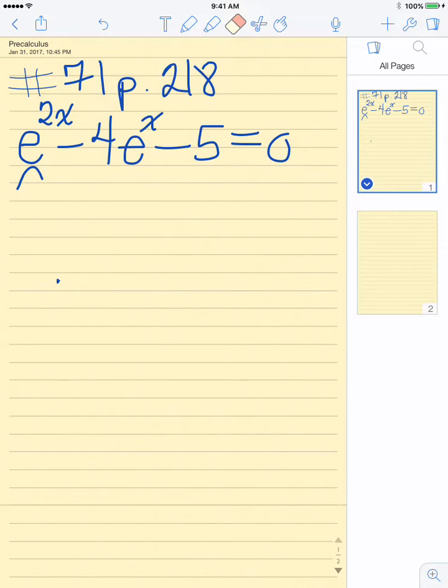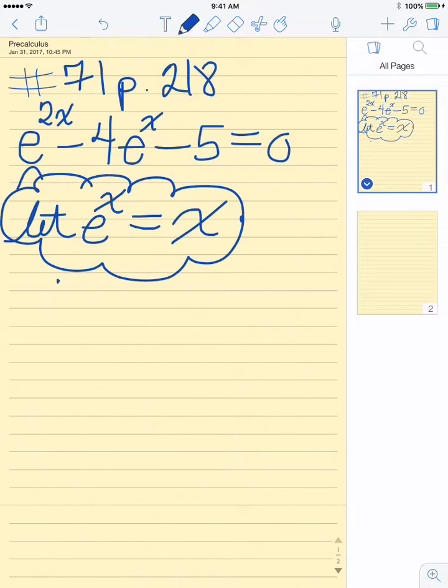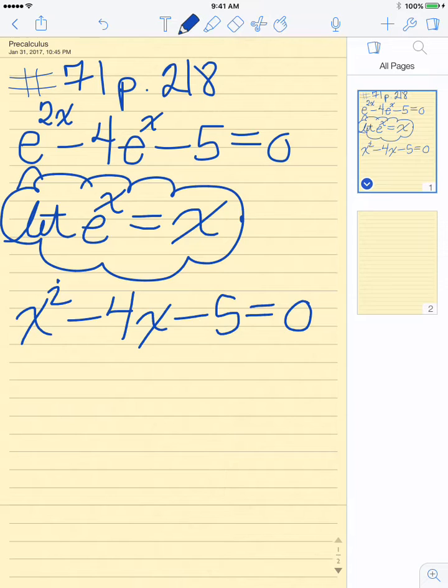And if it's easier for you to go ahead and substitute, we can do that. So let's let e to the x equal x for this problem. In other words, wherever I see e to the x, I'm just going to use x because that's what I'm more familiar with. So e to the 2x, I'm going to substitute as x squared. So x squared minus 4x minus 5 equals 0. Okay, that's easy. So I can just factor that.